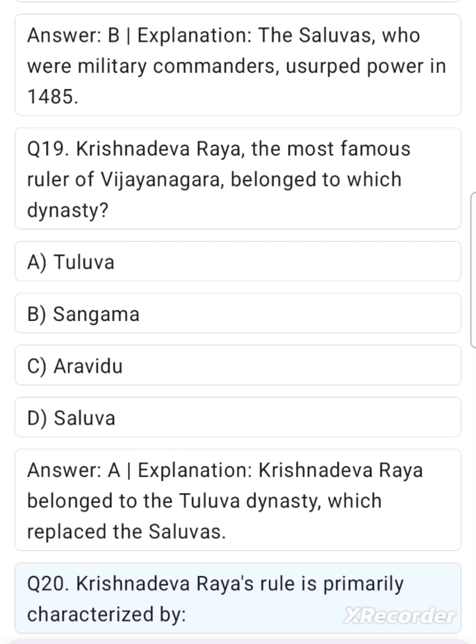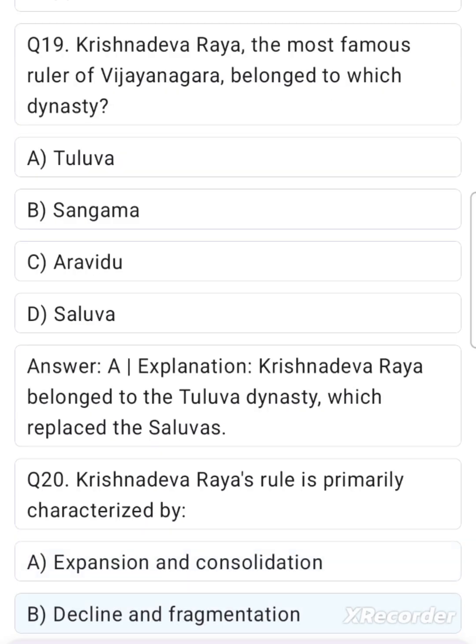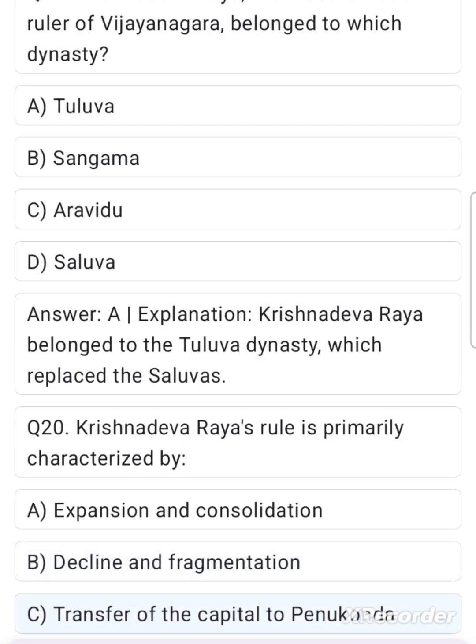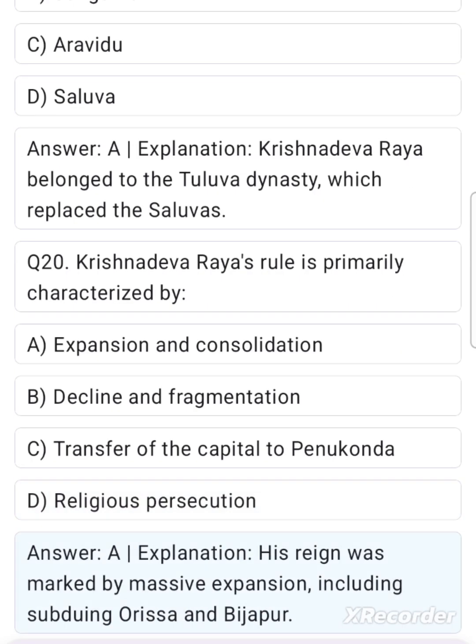Krishnadeva Raya's rule is primarily characterized by A. Expansion and consolidation. B. Decline and fragmentation. C. Transfer of the capital to Penukonda. D. Religious persecution. Answer. A. Explanation. His reign was marked by massive expansion, including subduing Orissa and Bijapur.